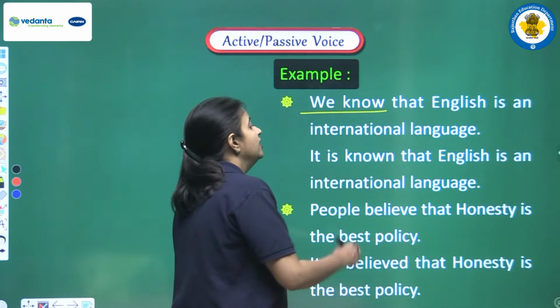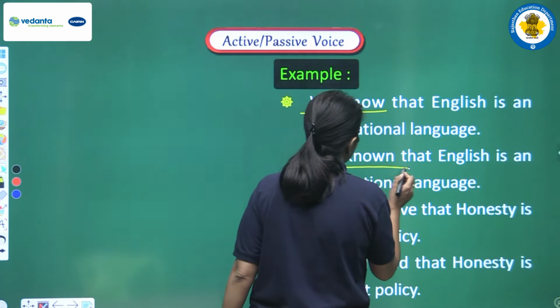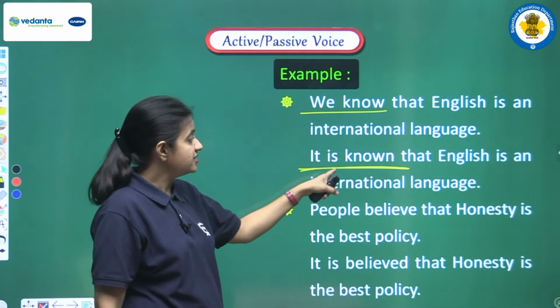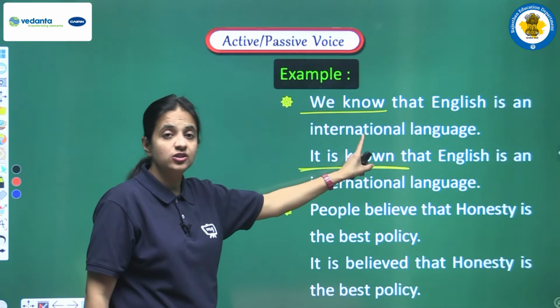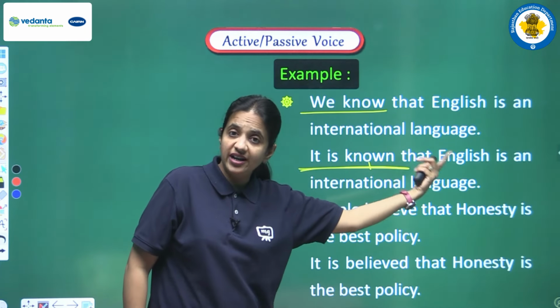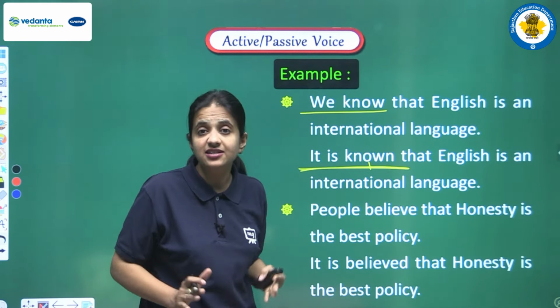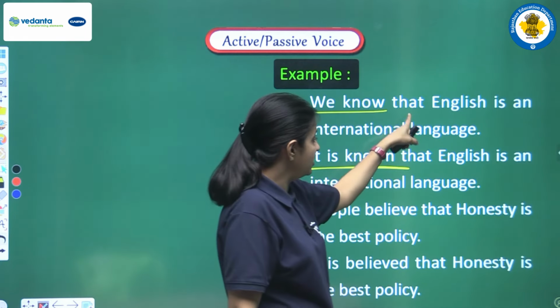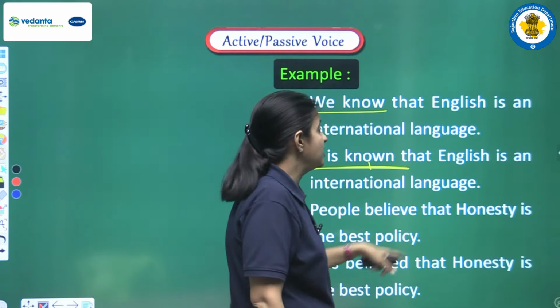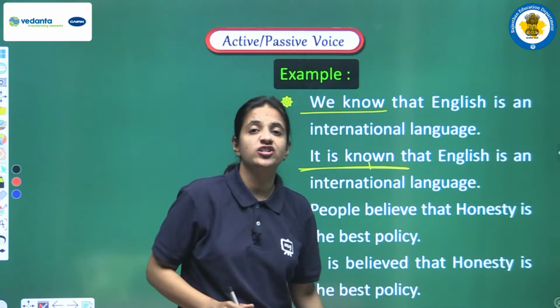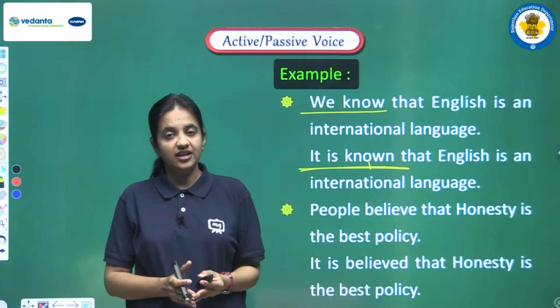So what will it be? It will be it is known. So our passive voice will start with it is and the third form of know, that is known. After that we have to write the same sentence. The subordinate clause will be there as it is, no change will be there in the subordinate clause. So after that we will continue with the same sentence and we will write, it is known that English is an international language. Okay, got it?